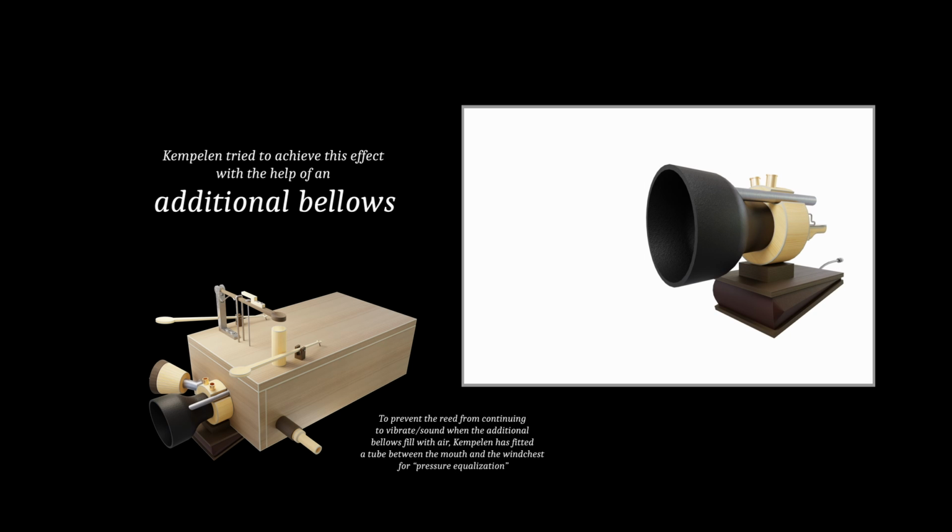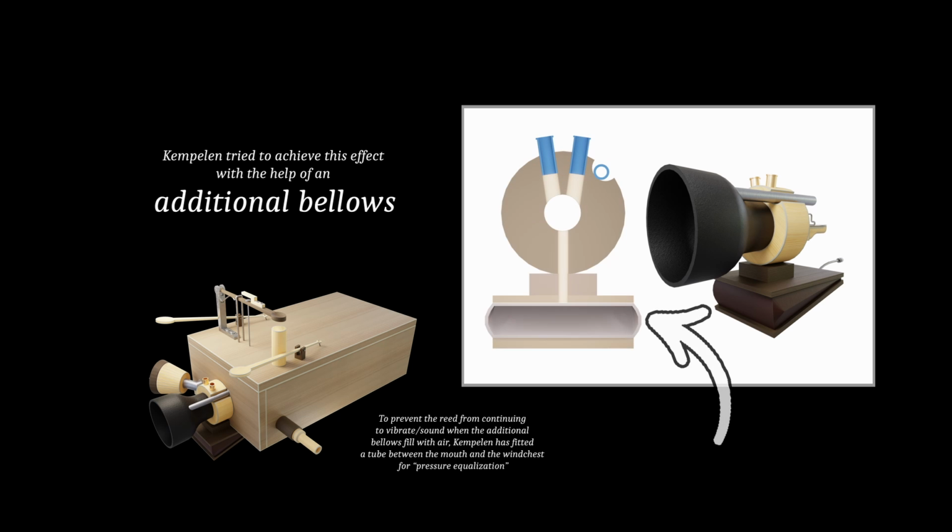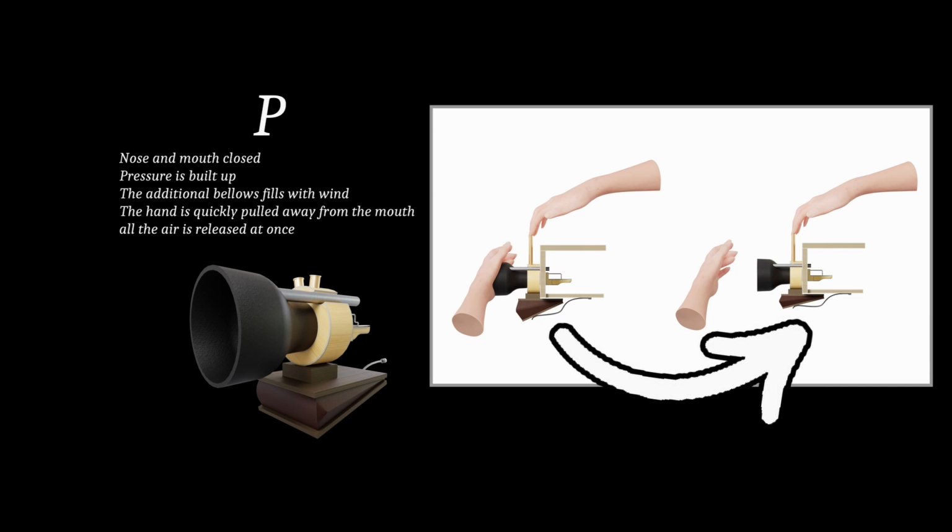Kempelen tried to achieve this effect with the help of an additional bellows. P: nose and mouth closed. Pressure is built up. The additional bellows fills with wind. The hand is quickly pulled away from the mouth. All the air is released at once.